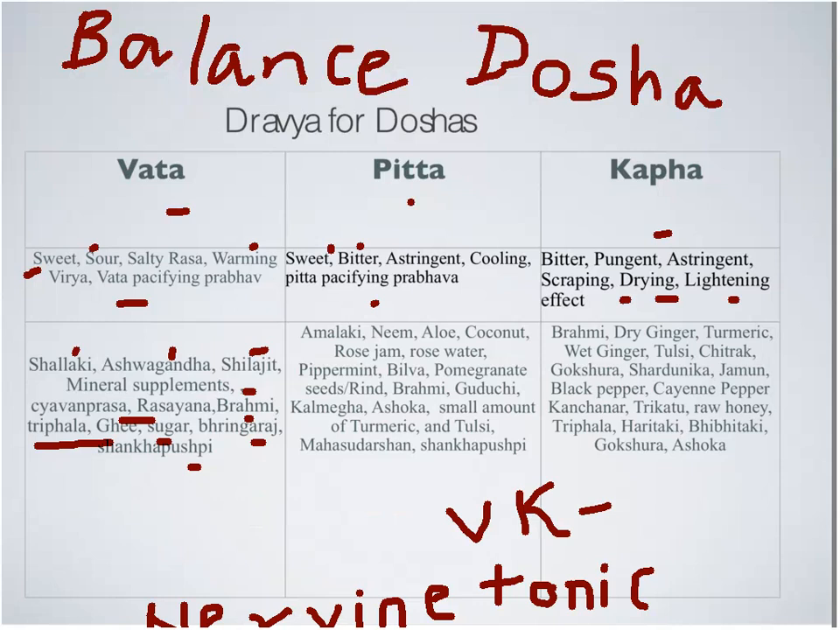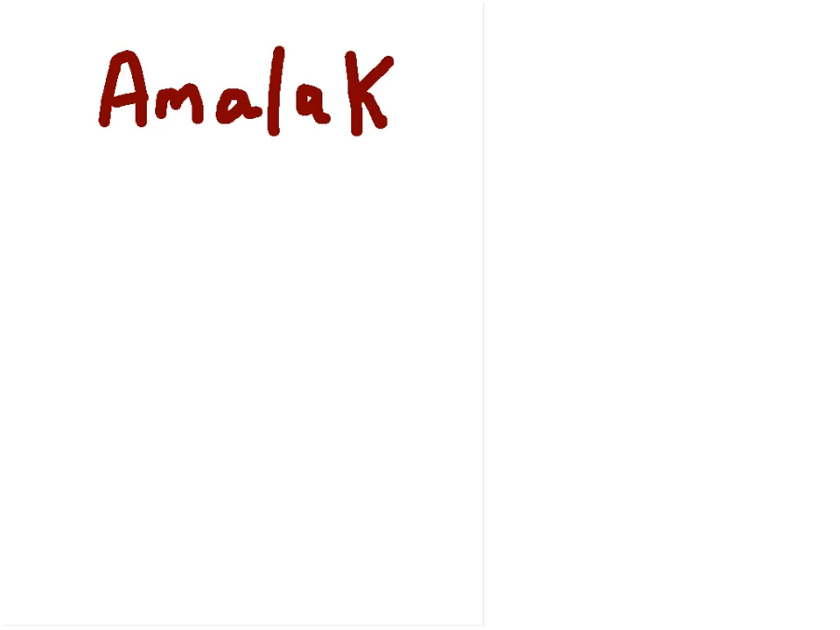Okay, let's move on to pitta. So pitta herbs, number one, I have given A for apple, A for amalaki. Amalaki is the best herb for pitta. Amalaki is Indian gooseberry. Amalaki is bitter, astringent, sour, and sweet. It has 4 rasas. It is pretty much tridoshik, but it is best for pitta.